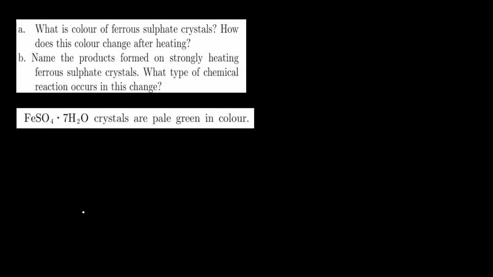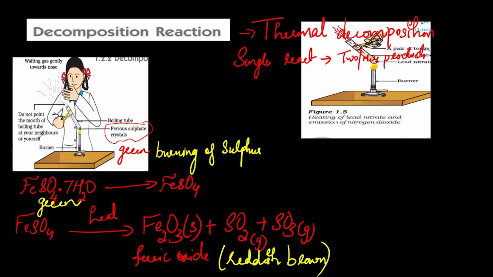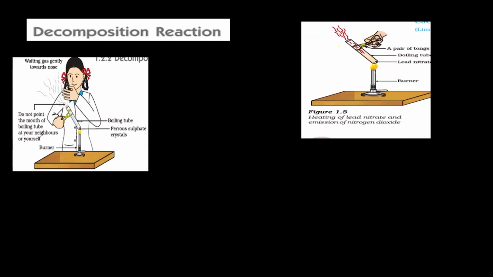FeSO4.7H2O crystals are green in color. They become dirty white on heating. And you'll be getting ferric oxide, a reddish brown solid, and you'll be getting sulfur dioxide and sulfur trioxide. Don't forget to balance the equation. And this is a decomposition reaction, and also a thermal decomposition reaction because you are providing heat in this reaction. Hope you understand.